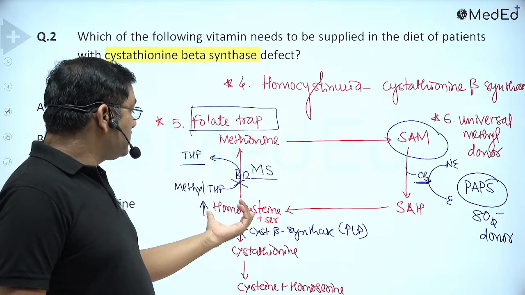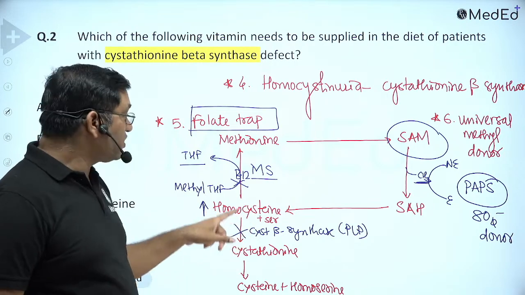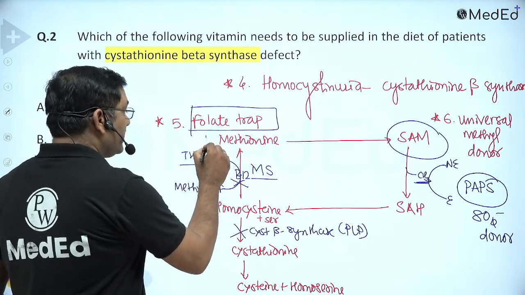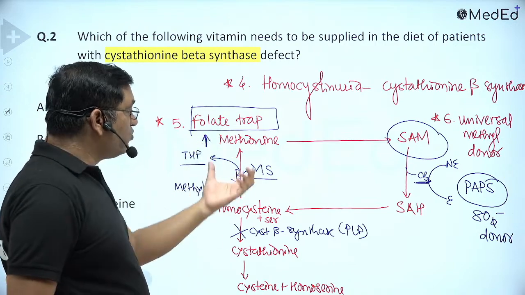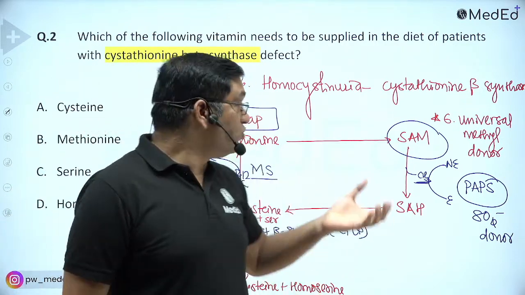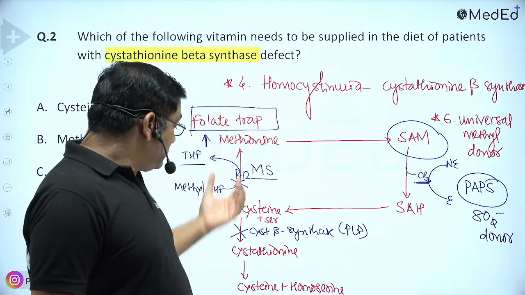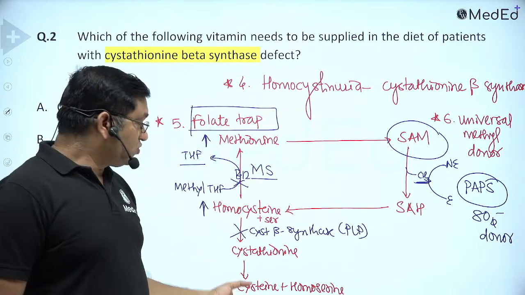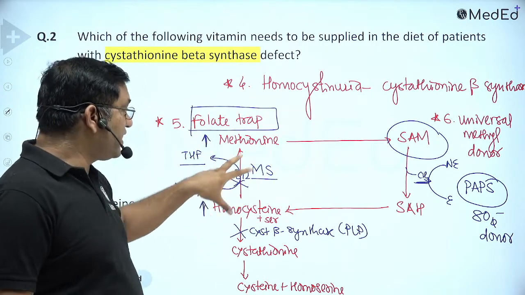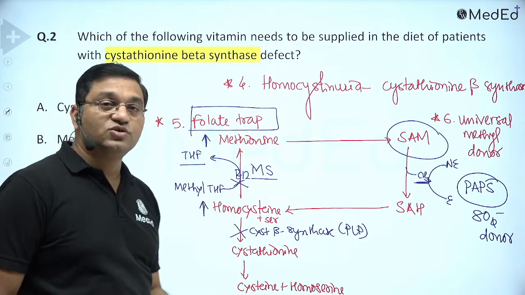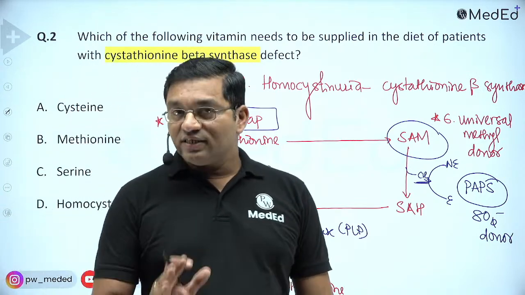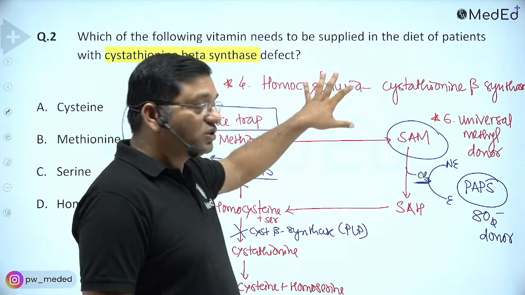As homocysteine is elevated and this reaction is blocked, methionine levels are also raised. So methionine and homocysteine levels are elevated in homocystinuria and cysteine level decreases. So methionine should be restricted in the diet. Cysteine should be supplied in the diet in patients with homocystinuria.